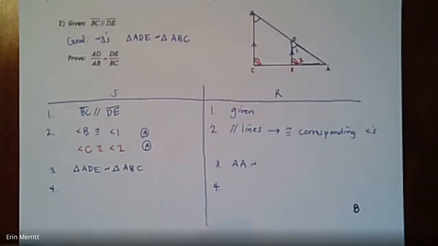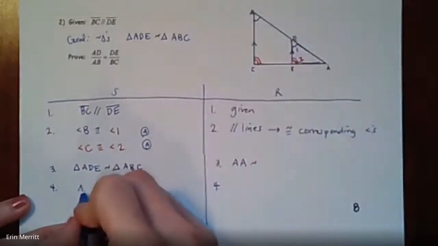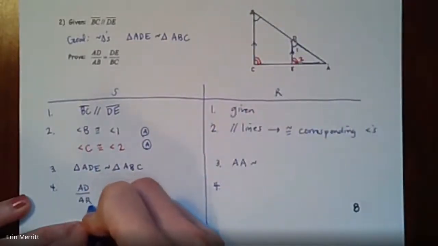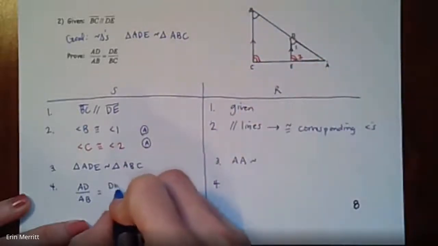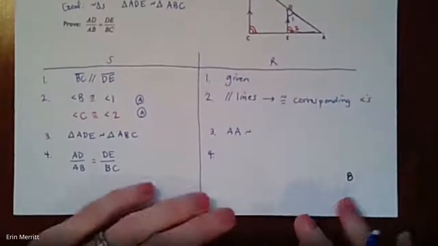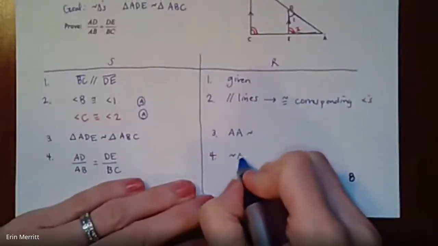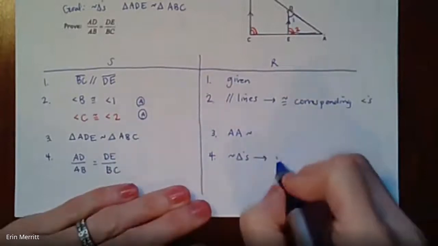And then finally, now we can say that the ratio of side AD to AB would be the same as DE to BC. And our reason, just like last time, similar triangles implies that the corresponding sides are proportional.